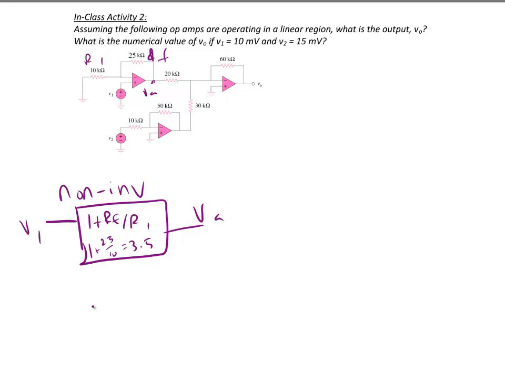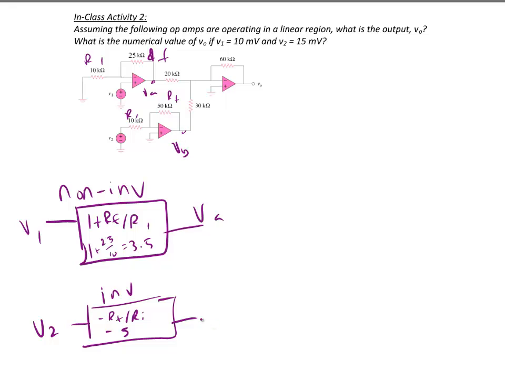The bottom left op-amp is an inverting amplifier. How do I know it's an inverting amplifier? Well, the input is tied to the negative terminal through an input resistor that's 10K and a feedback resistor that's 50K. So the input is V2, and the gain is negative RF over RI, where RF is 50 kilo ohms and RI is 10 kilo ohms. So the gain is -5. And I'll call the output of that one VB.